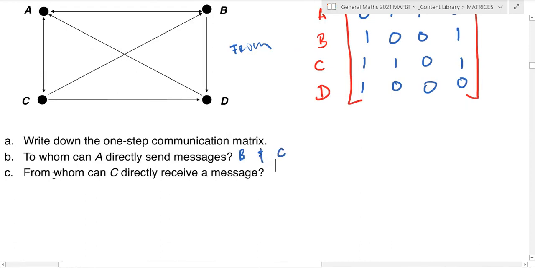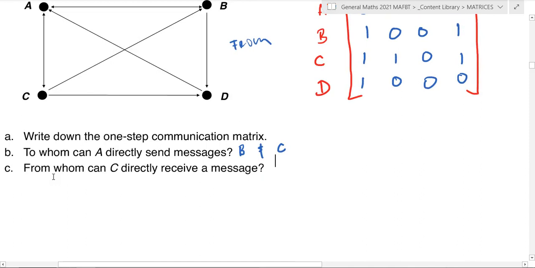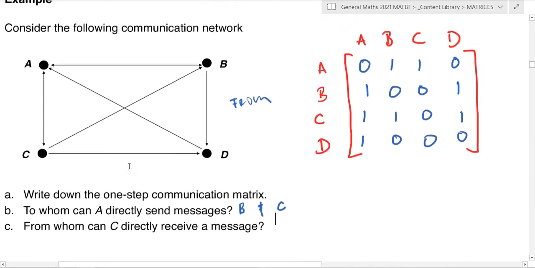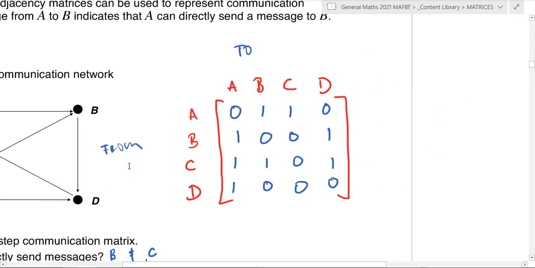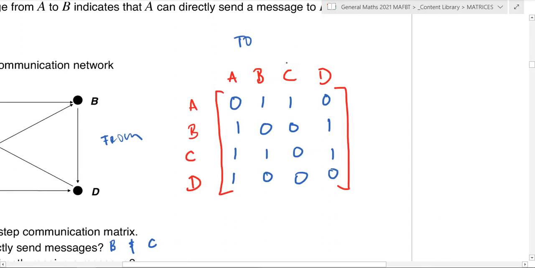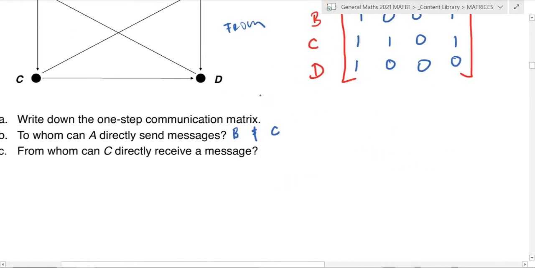Okay, question C. From whom can C directly receive a message? So from who can C get messages from? Well, if you look at this, if you look at C, C can only get messages from A. So it's got nothing else from B, C, or D. So that means C can only get messages from A.